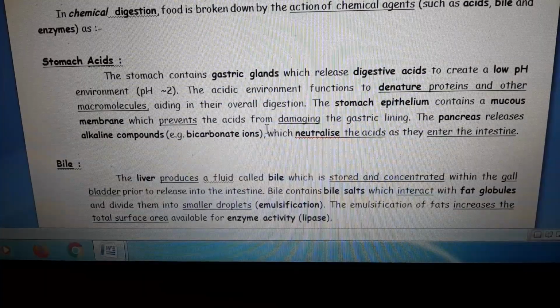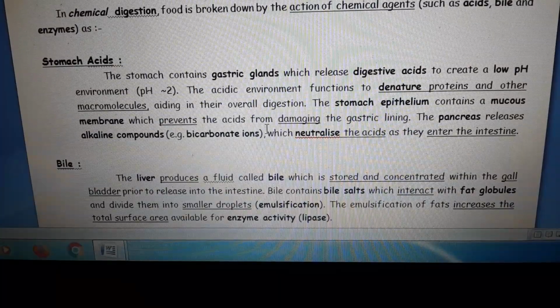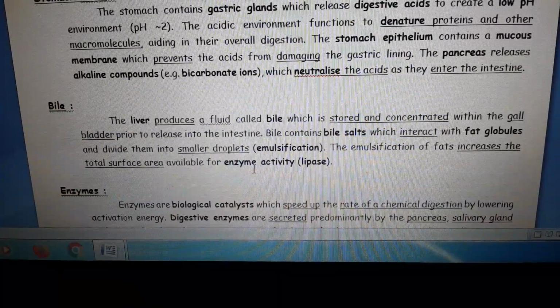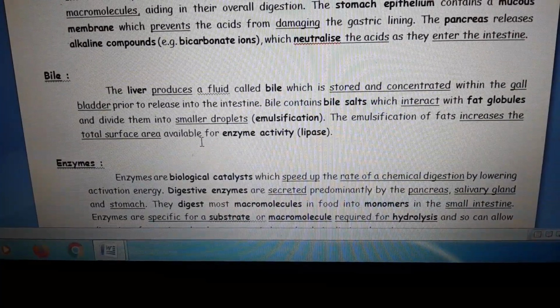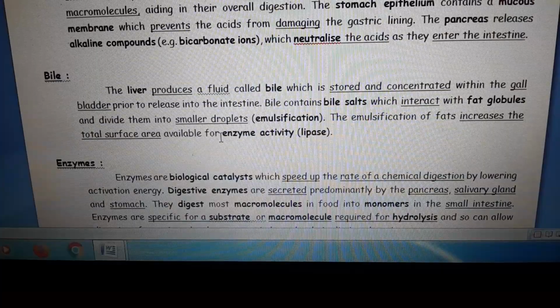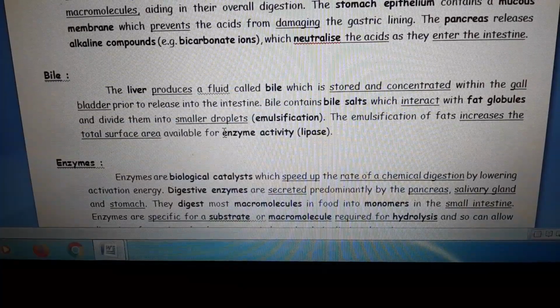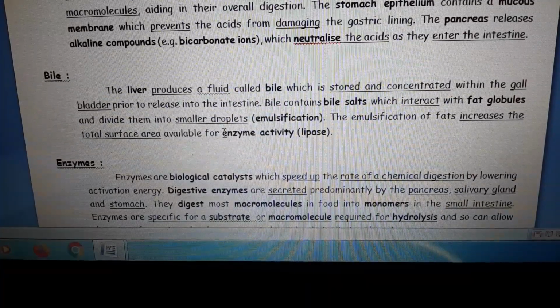The pancreas also releases bicarbonate ions, which are an alkaline compound that neutralizes this acid before its entry into the intestine, because in the intestine it will find a neutral environment. Now I come to bile. Bile is produced by the liver and stored in the gallbladder. Bile contains bile salts which interact with the fat globules of the food material and divide them into smaller droplets by the process called emulsification.